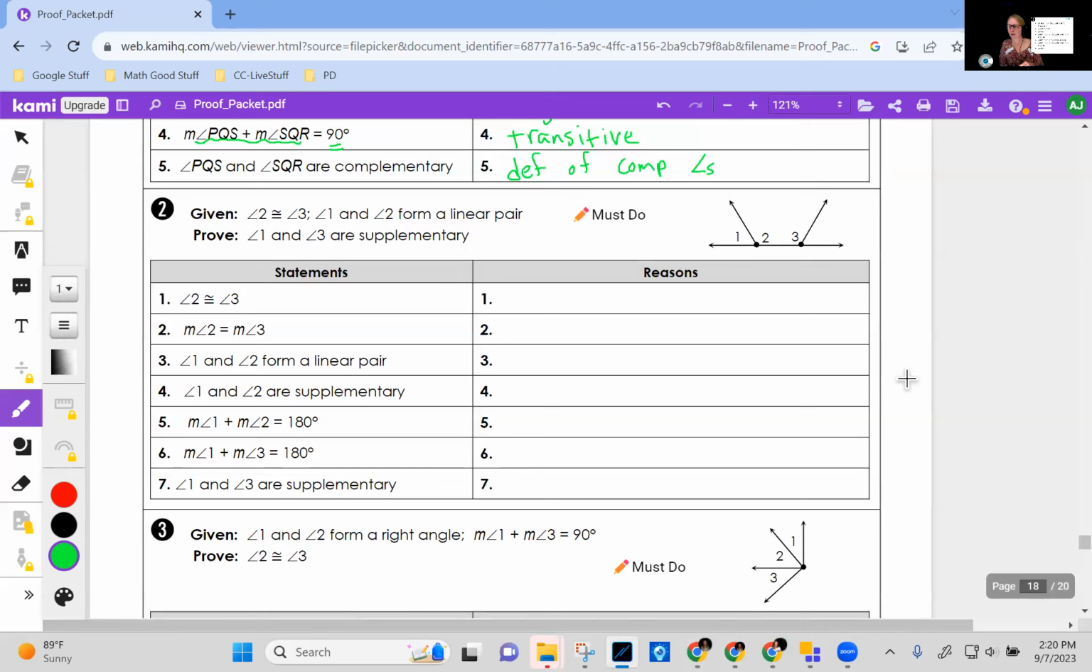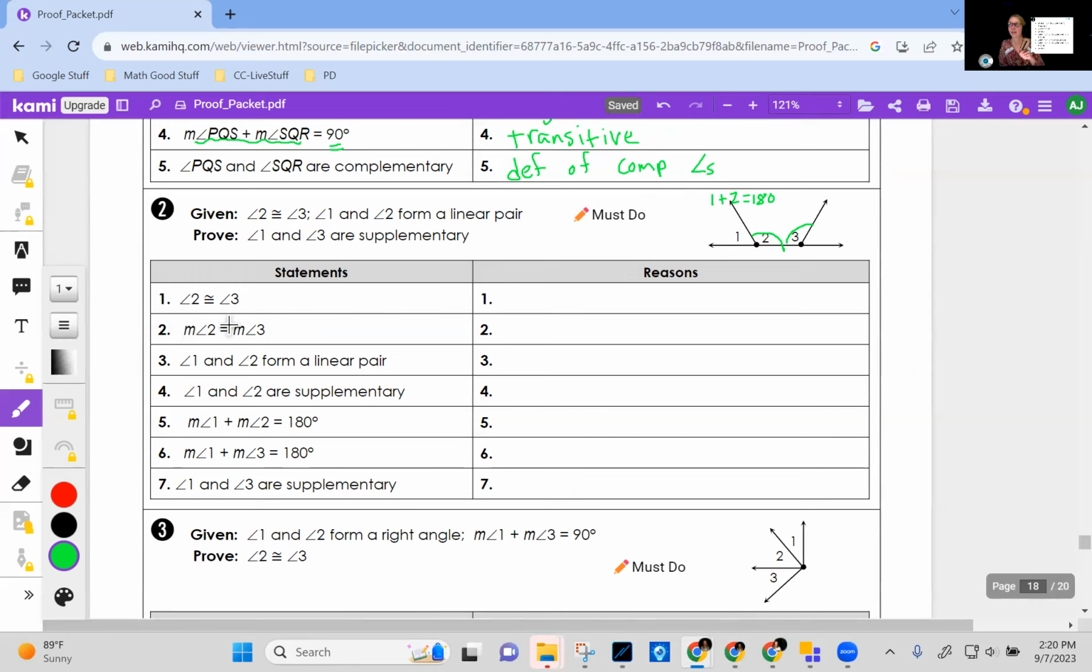Oh, that's a semicolon, so I should have read those slower. But let's go ahead and mark those off on our picture. We have angle 2 is congruent to angle 3, so I'm going to draw my little tick mark. That's an arc mark, sorry, that those are equal. And angle 1 and angle 2 form a linear pair. That means that 1 plus 2 is 180. Okay, so I'm just going to keep that in mind.